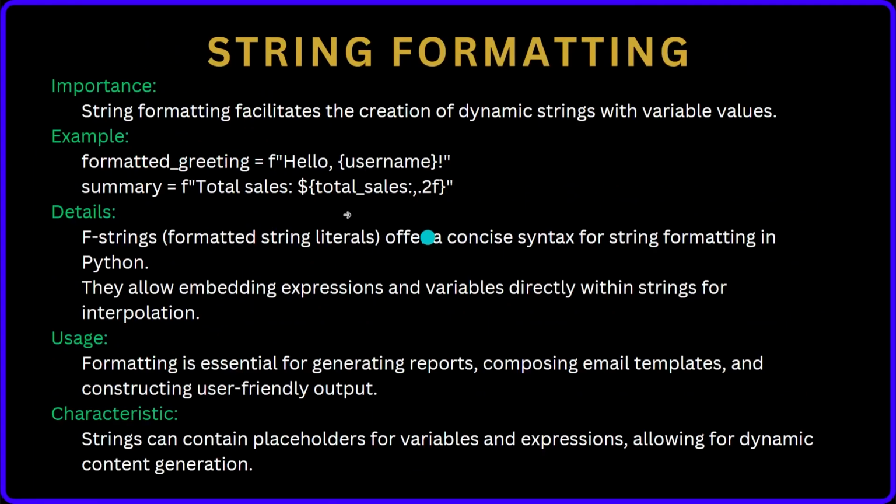Now, formatting. We can format the string. We can create dynamic strings with variable values. For example, see this example, formatted greeting: F in quotes, "Hello, username". This username is a variable initialized prior to this formatted greeting variable. Summary: F "Total sales: dollar sign", because of currency, ".2f". That .2f is a float format up to two decimal places, and total sales is a variable.